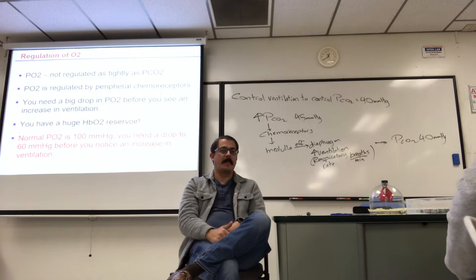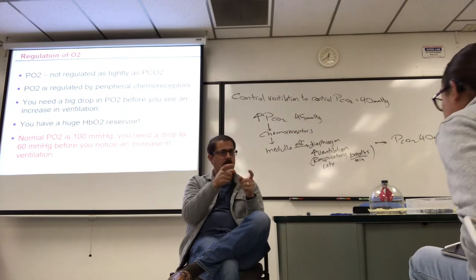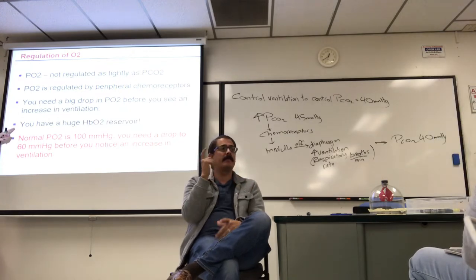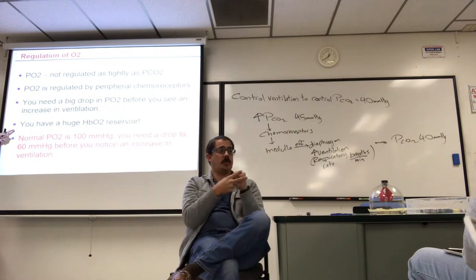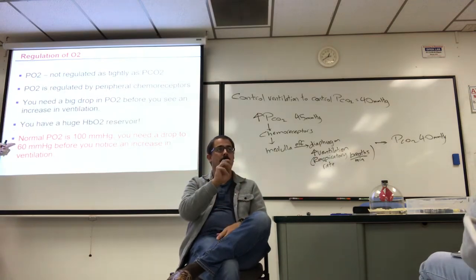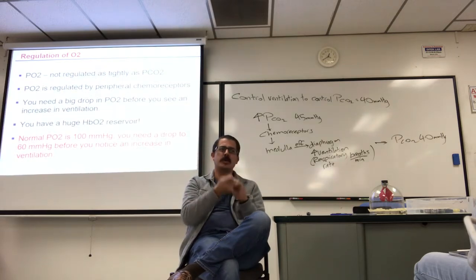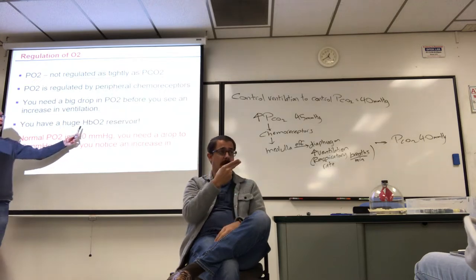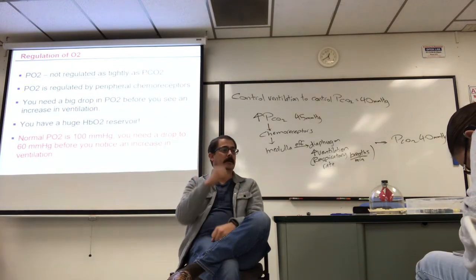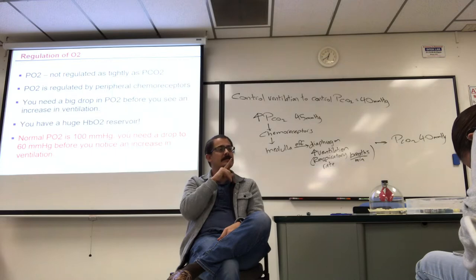Now, it turns out, O2, we think, is the more important one. Therefore, that should be more tightly regulated. But because you have this huge hemoglobin reservoir, circulating bound to hemoglobin, you really don't need to regulate it that much. Look at it this way: if you drop from 100 to 60, then you might notice a change. Because if you need more O2, the hemoglobin can just drop it off. When we say deoxygenated blood, it's not unoxygenated, it's still about 75% oxygenated. So you have a huge reservoir there. So the regulation of O2 is not as tightly regulated.